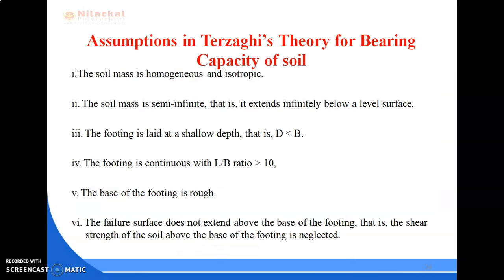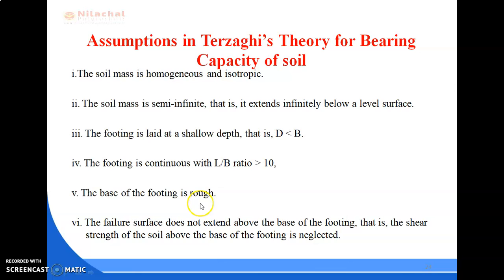Next are the assumptions in Terzaghi's theory for bearing capacity of soil. It is a short note type question for you in the exam, so remember all the assumptions. The soil mass is homogeneous and isotropic, and the soil mass is semi-infinite, that is, it extends infinitely below a level surface. The footing is laid at a shallow depth, that is D less than B, that means depth is less than breadth. The footing is continuous with length by breadth ratio greater than 10.